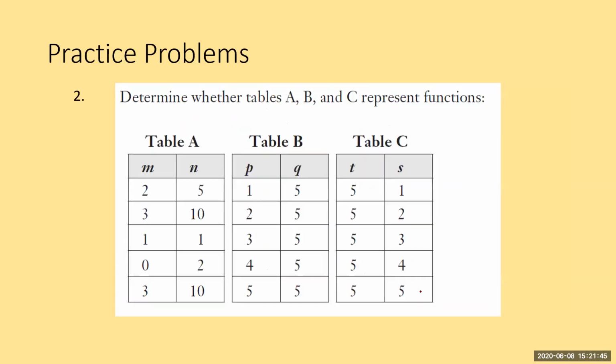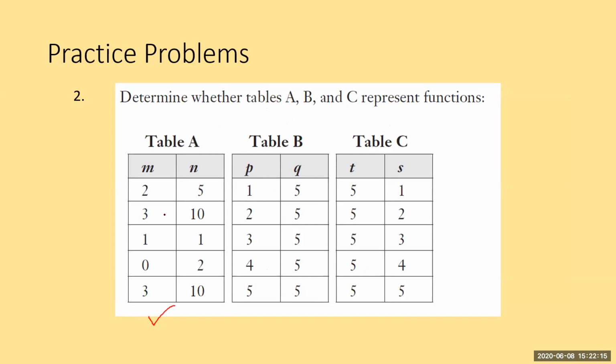All right, let's take a look at number 2. So it says determine whether tables A, B, and C represent functions. All right, so let's start with table A. We look down the values in table A. We're checking to make sure that each input only goes with 1 output. And that is true for table A. So table A, we would say, yep, this is a function.